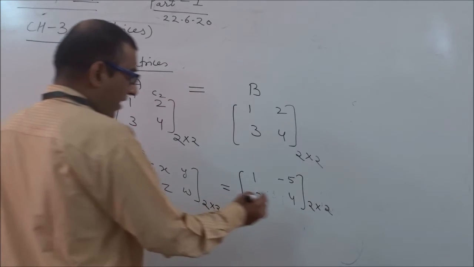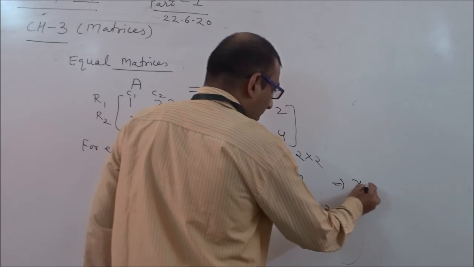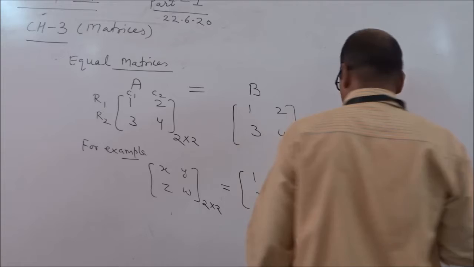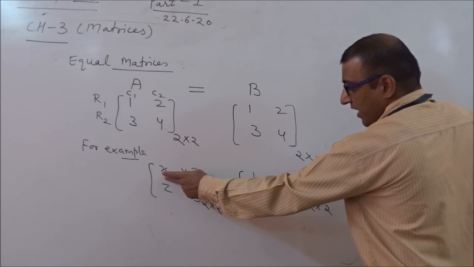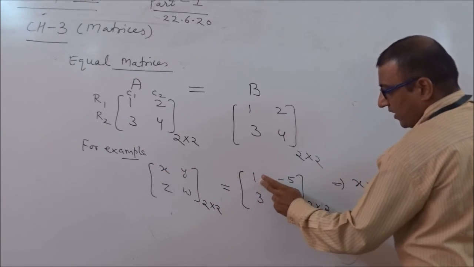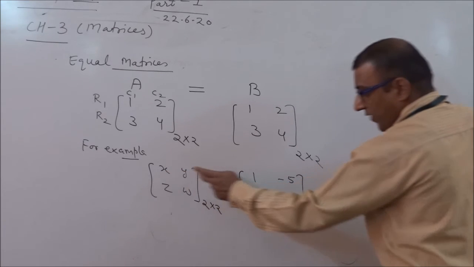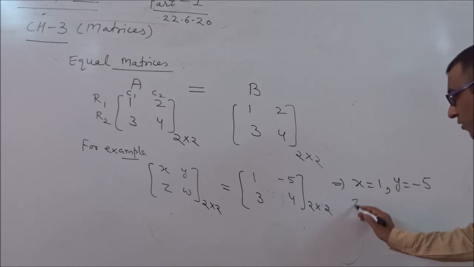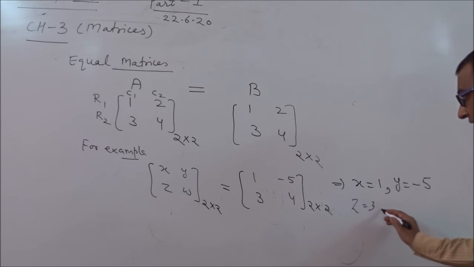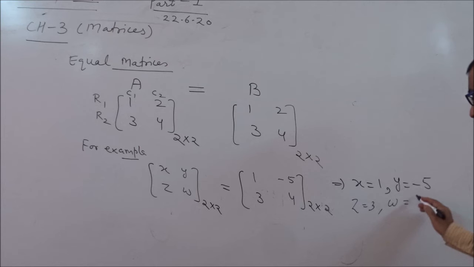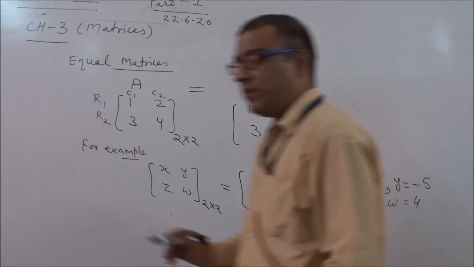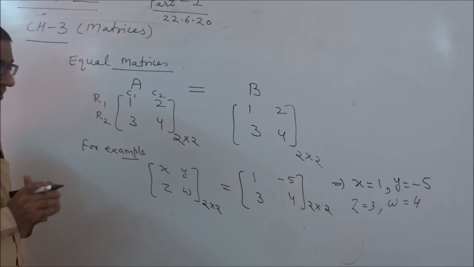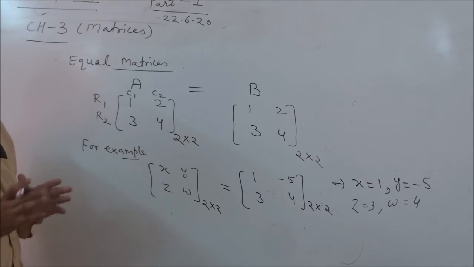We can say the corresponding value of x is 1, the corresponding value of y is -5. If you see here, it is related with a11, so here a11 is related with 1, so the corresponding value of x is 1, y is -5, z is 3, and w is 4. So we can say two matrices are equal when their orders are the same. Otherwise comparison or equality is not possible.